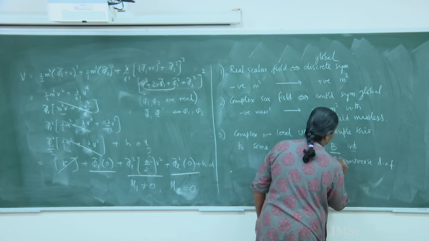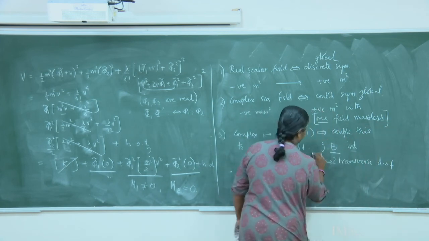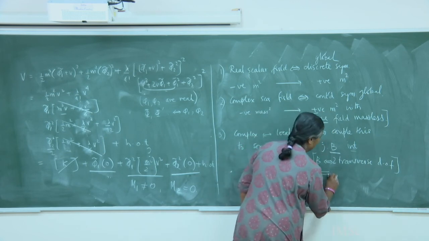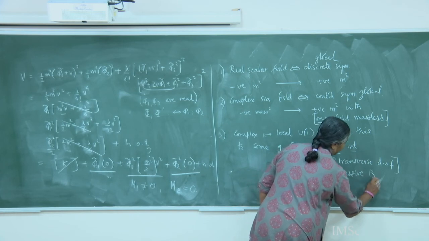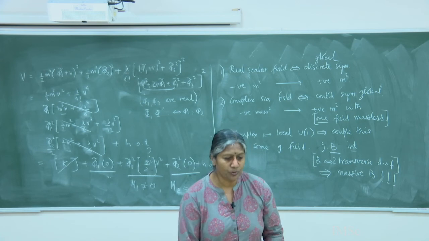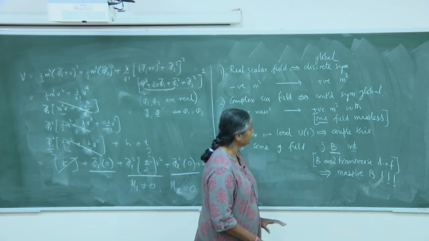2 transverse degrees of freedom. Now what will happen is that this massless field will couple with these 2 transverse degrees of freedom and it will give you a massive B field. Is it clear? So this is what I am going to show you now. It will take a few classes, we will do it step by step.